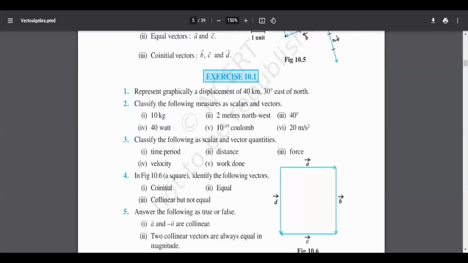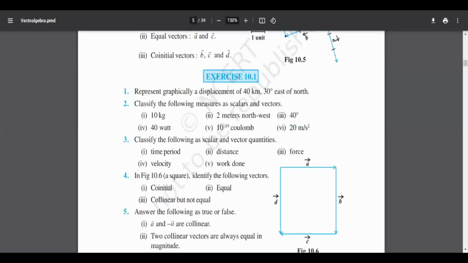10 to the power minus 19 coulomb. Okay, so coulomb is the unit of charge, and again charge has no direction, as we know. So this is also a scalar quantity. And last, 20 meter per second square. So meter per second square, as we all know, is the unit for acceleration, and acceleration has direction. Okay, so the sixth one, that is acceleration, is a vector quantity.